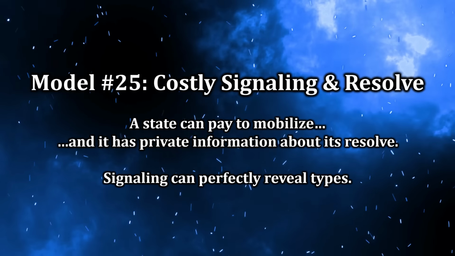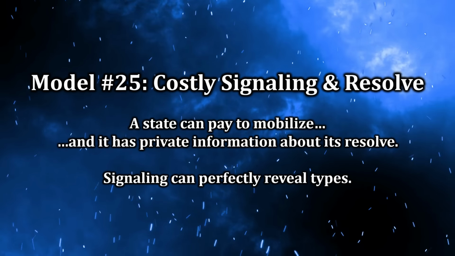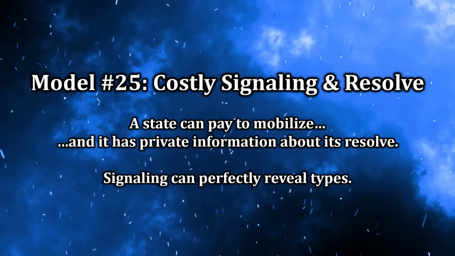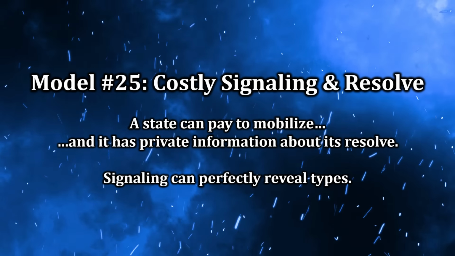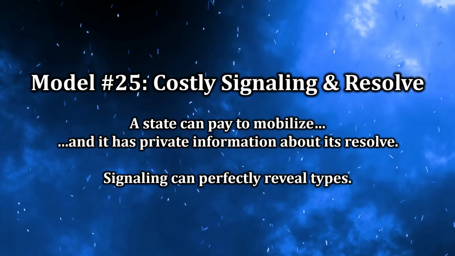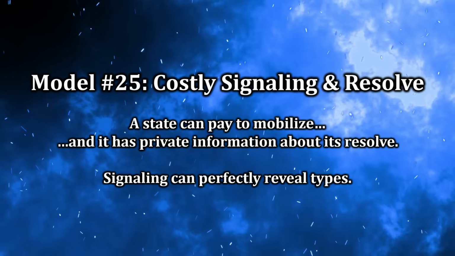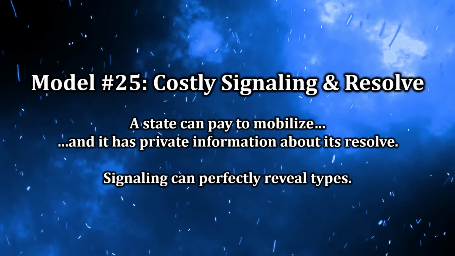Model number 25. Costly signals and resolve. What if, prior to bargaining, a party with private information about its valuation of the prize at stake can pay to mobilize more military power? Unlike the cheap talk scenario, this case can result in credible information transmission.